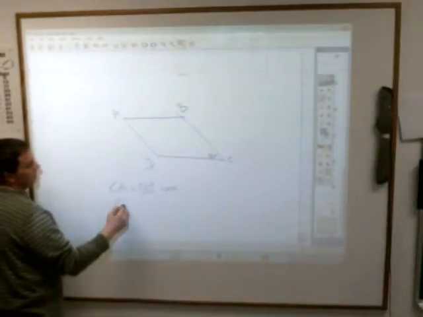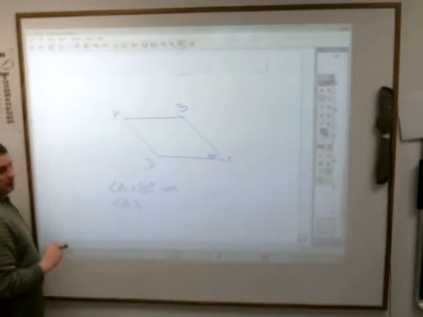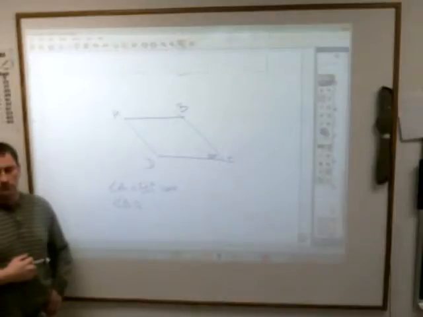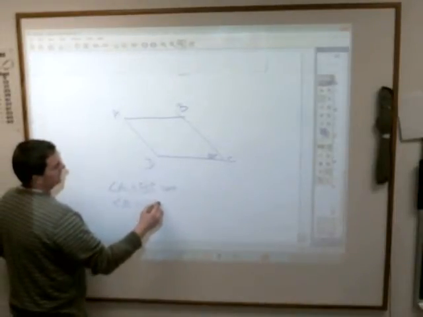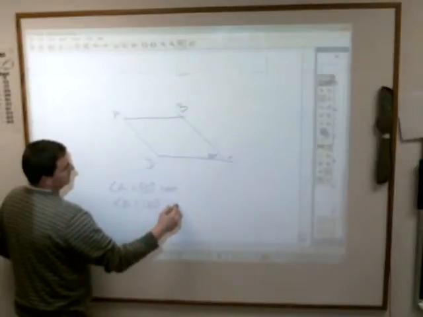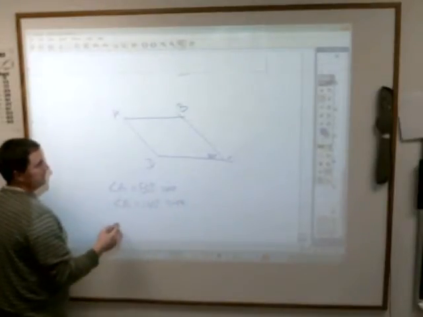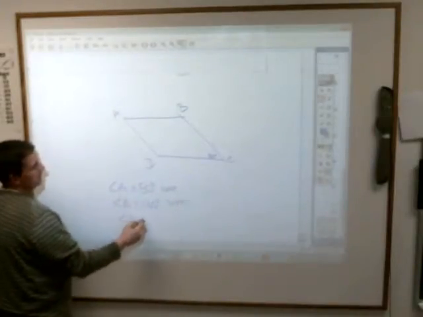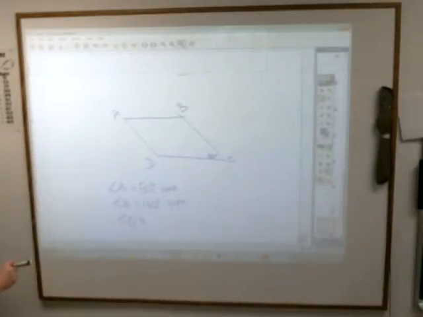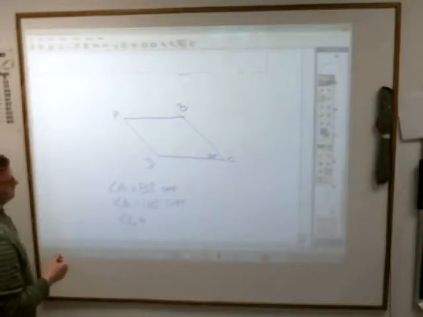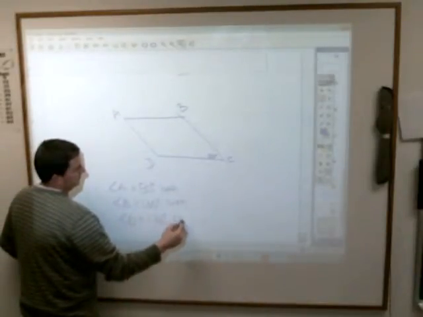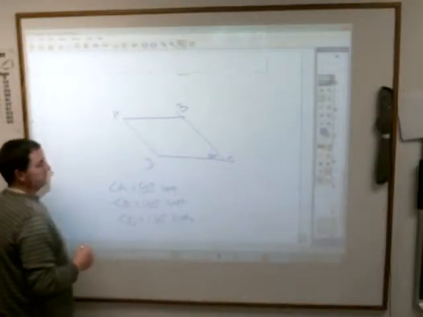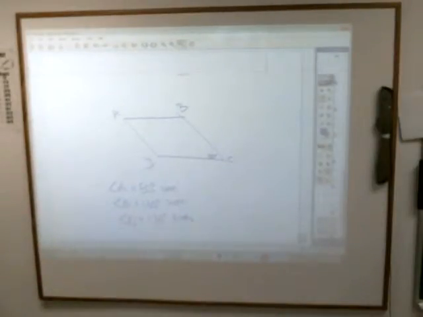Angle B would have to be how many degrees? Peter? 130 degrees. Why? Because it's supplementary. And then angle D has to be how many degrees? Grace? 130. Why? Because it's supplementary as well.